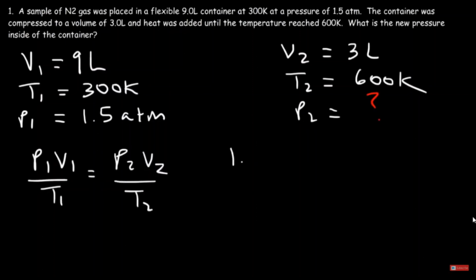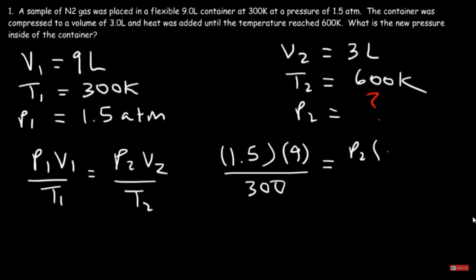So P1 is 1.5, V1 is 9, and T1 is 300. P2, we're looking for that. V2 is 3, and T2 is 600. Let's cross multiply. We're going to multiply 1.5 times 9 times 600, and you should get 8,100.